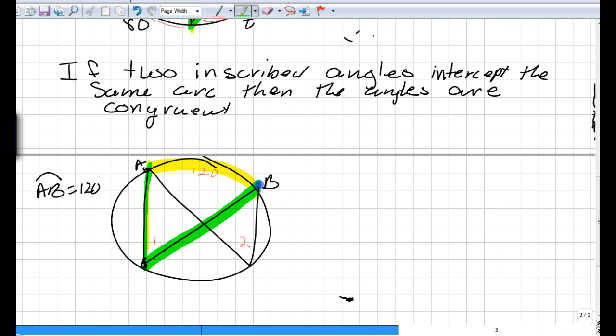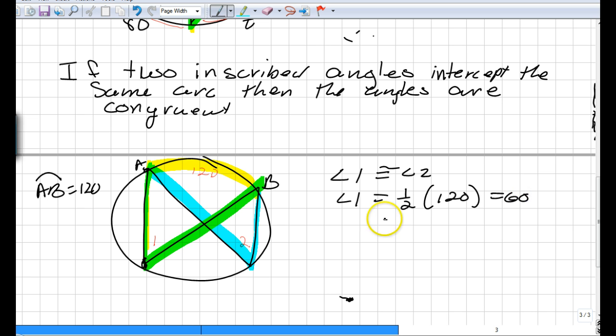angle 1 is formed by those two chords. Angle 2 is formed by those two chords, but they intercept the same arc. And so angle 1 must be congruent to angle 2. And angle 1 is equal to 1/2 120, or 60 degrees. So that means angle 2 must be 60 degrees also. Okay.